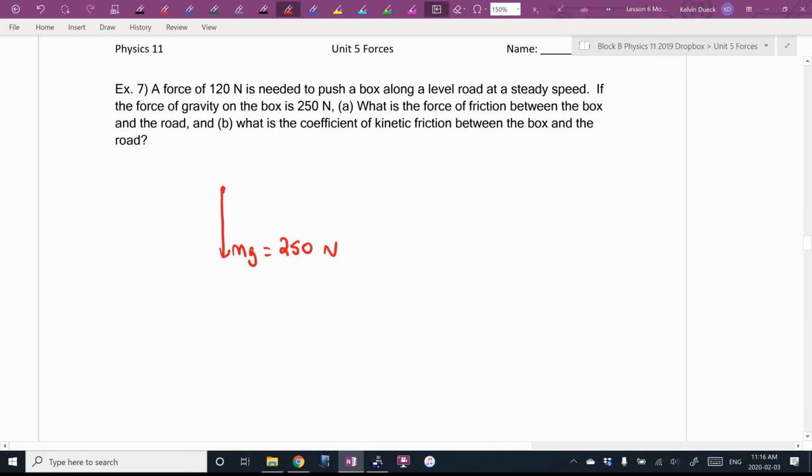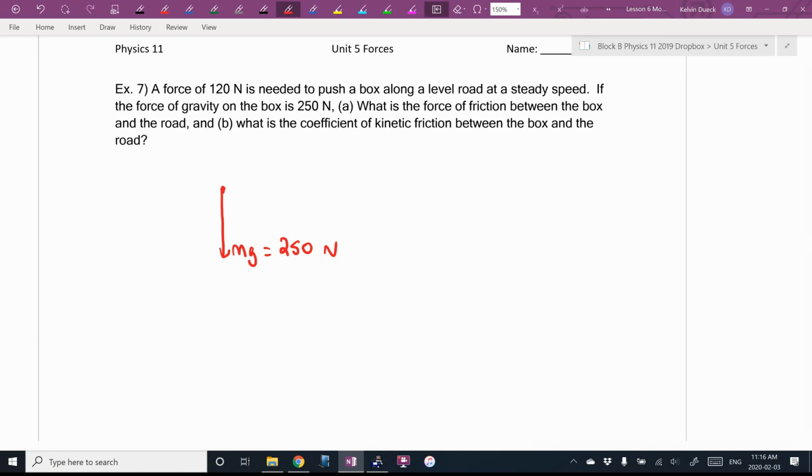Which also means I can tell you the mass of this object if I need to. By the way, what did they give me with that 250 newtons? And what's another word for the force of gravity? Yeah, weight. So they gave me the weight, the mg. Could I figure out the mass from that 250? If I wanted the mass, what would I do with that 250? Divide by g. I'm not going to bother, but if we need it, we can get it.